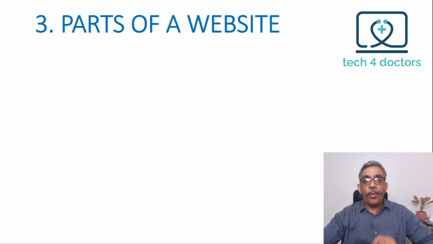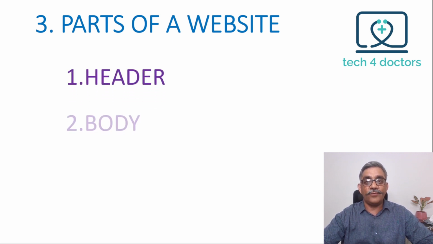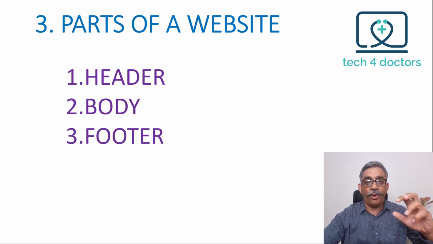Third thing is, what are the parts of a website? Well, a typical website would have 3 parts: a header, body, and a footer. Let me show you in my browser window what these 3 parts look like.